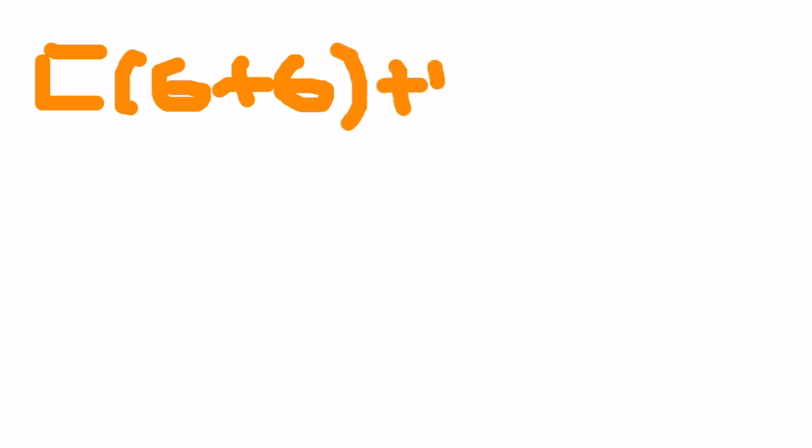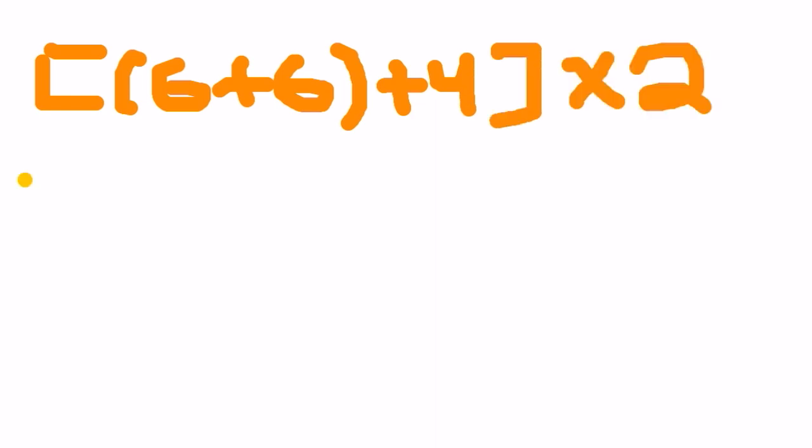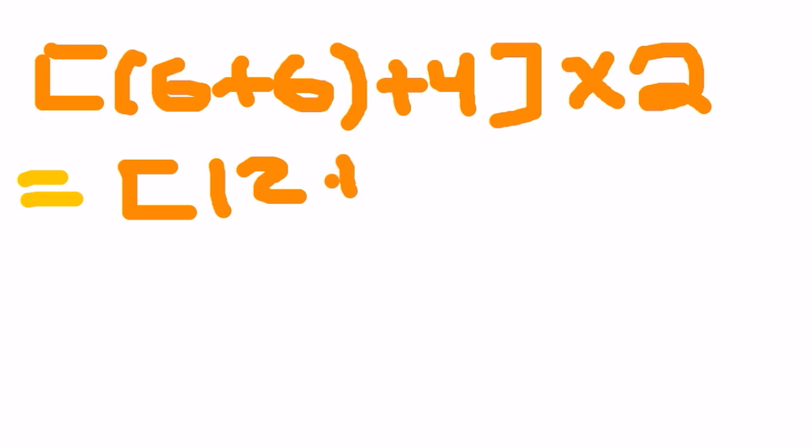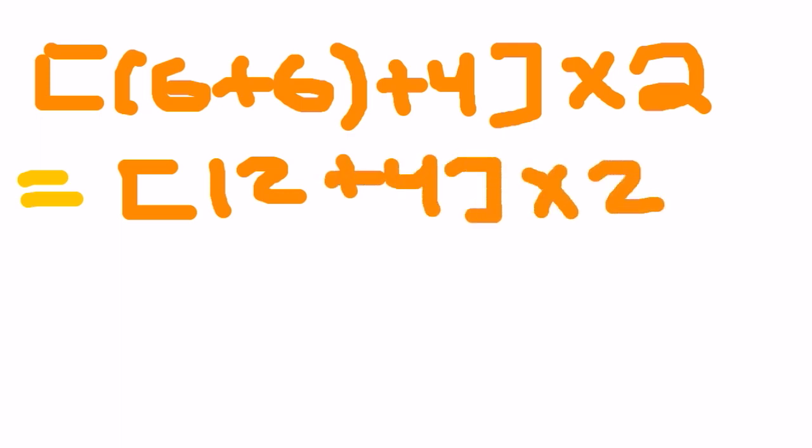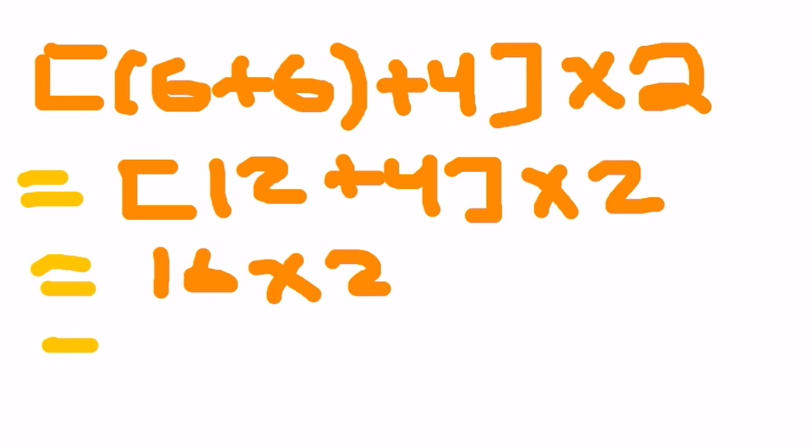Now we're beginning to get a lot of brackets, so let's take this one step at a time. Once I write this thing, it's just taking forever. Fast forward to the future, we're going to do the innermost brackets. So 6 plus 6 is 12, plus 4, and then times 2. So next, let's do the second brackets to get 16 and multiply by 2. Finally, multiply to get 32.